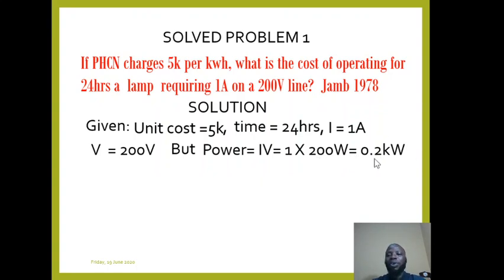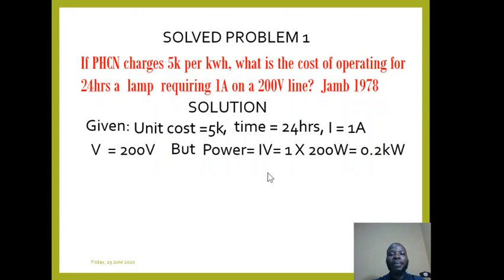200 watts. But remember I told us that the unit of power we are making use of under this topic must be in kilowatts. As such, if you are to solve this problem, you're not just going to leave the value as 200 watts, you must convert it to kilowatts. And to convert to kilowatts, the simple step is to divide the value of the answer you have in watts by 1000. So 200 divided by 1000 will give us 0.2 kilowatt.